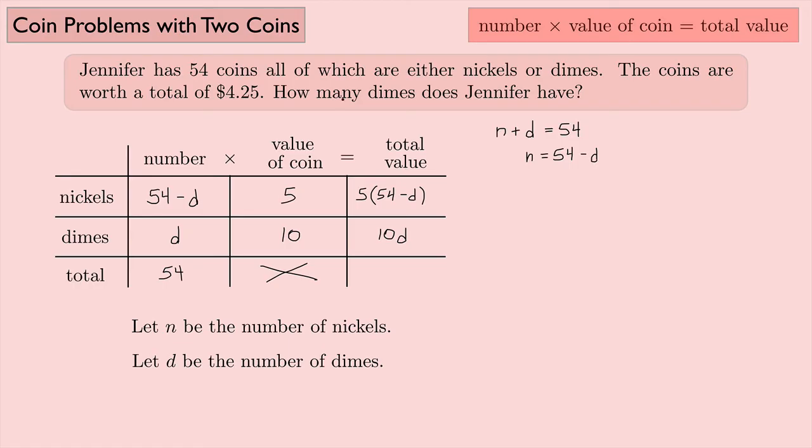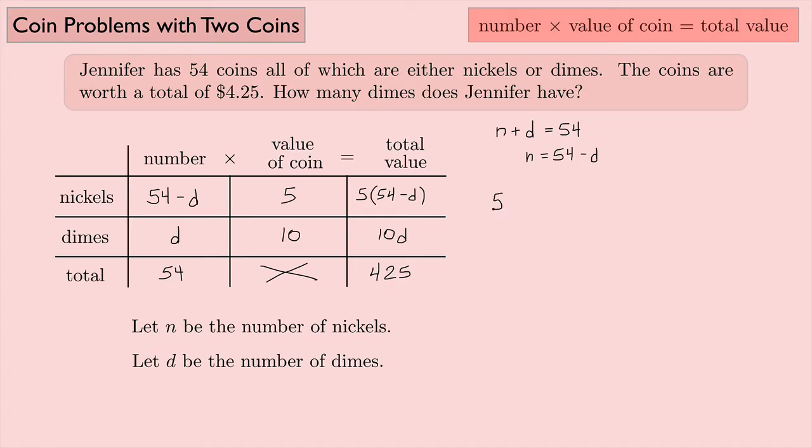And the total value is $4.25. If I want to write that all in terms of cents, that would be 425 cents. Because remember, a dollar is 100 cents. So if I have $4, that's 400 cents, and then the 25. So now I can just add these 2 together to get the total value of 425.